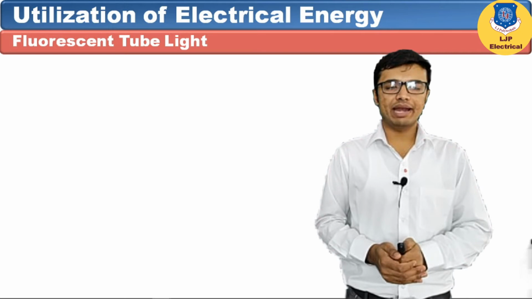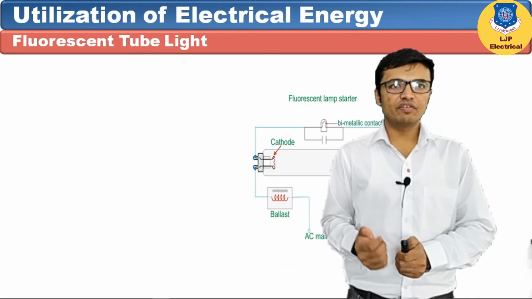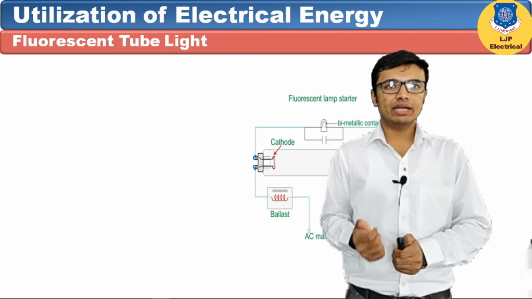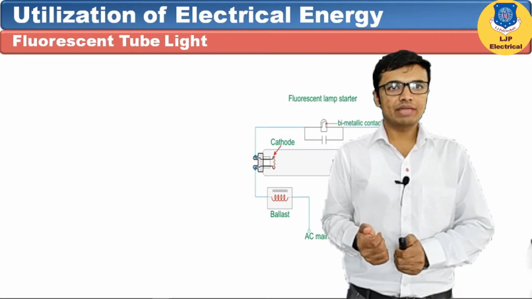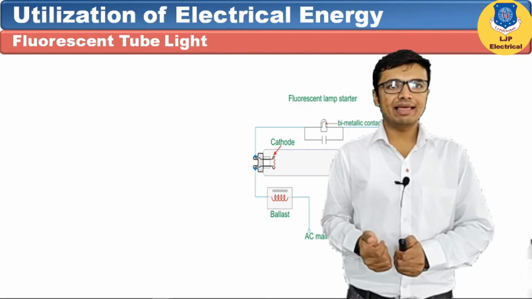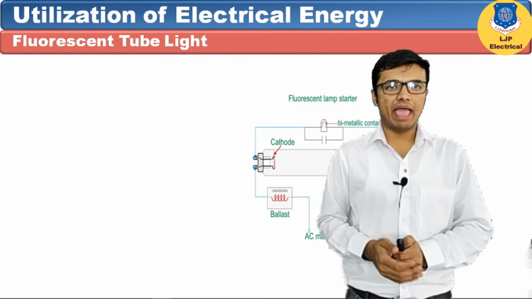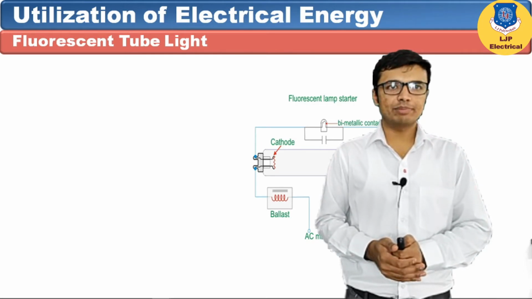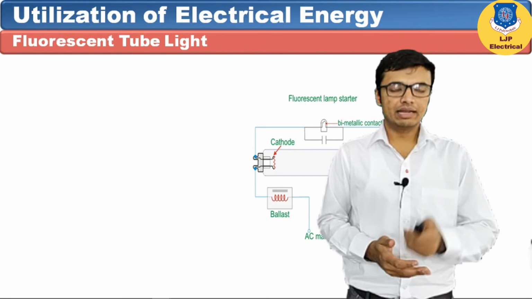Let's see fluorescent tube light. So this is a figure of the fluorescent tube light which has two electrodes and one glass tube having starter, ballast, capacitor and one switch, and we have provided AC supply to the fluorescent tube light. Let's see how it will work.